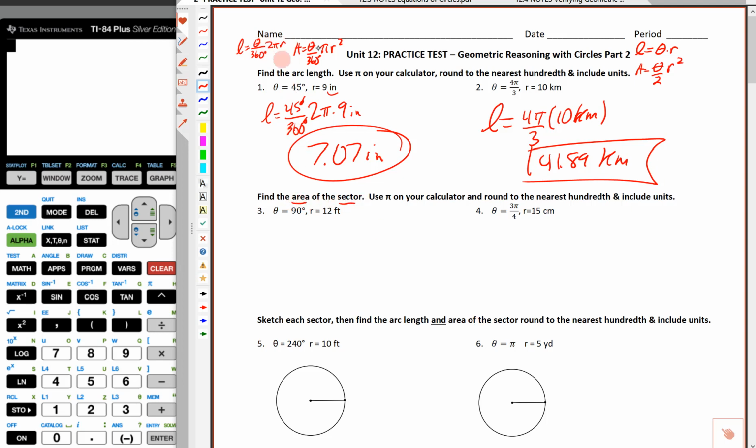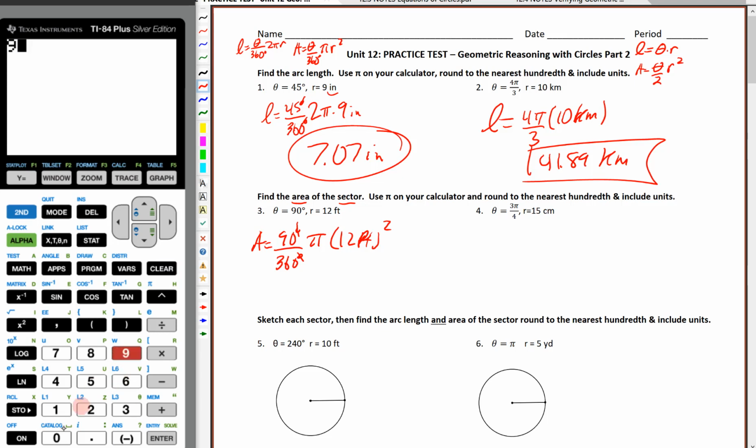So we need to use this formula right here, area of a sector in degrees, or area of a sector in radians. So this is going to be A equals 90 degrees divided by the 360 degrees. If you want to reduce that and say that's 1/4, you're totally welcome to. And then it's going to be pi times r squared, so that's going to be 12 feet, and we're going to square that.